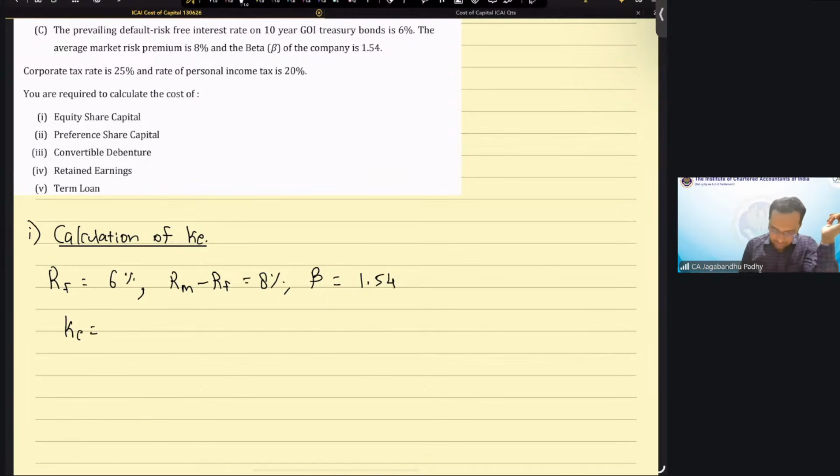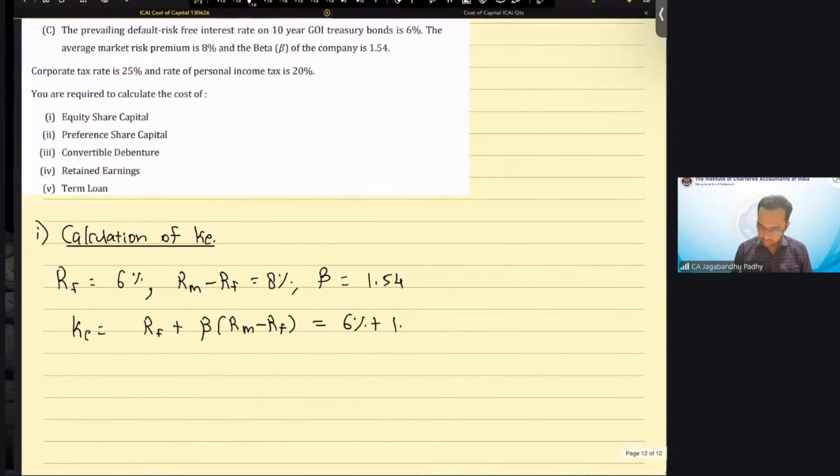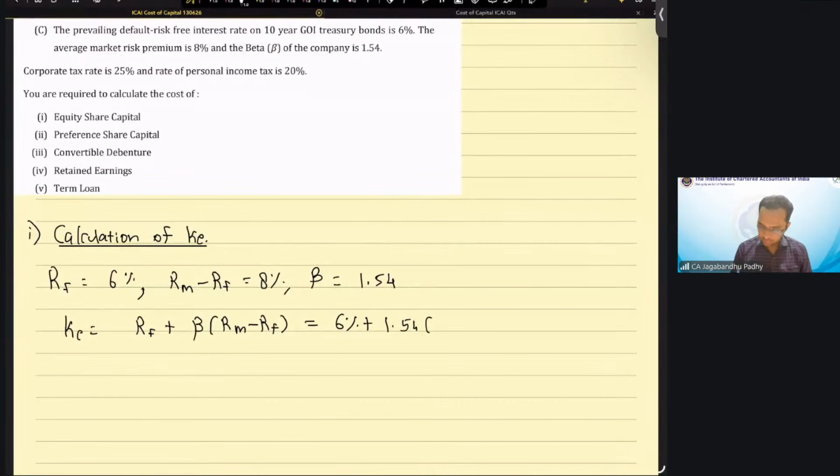Capital asset pricing model will be RF plus beta into RM minus RF. Just substitute the values over here. RF is 6% plus beta is 1.54, RM minus RF is 8%. So what's the cost of equity?